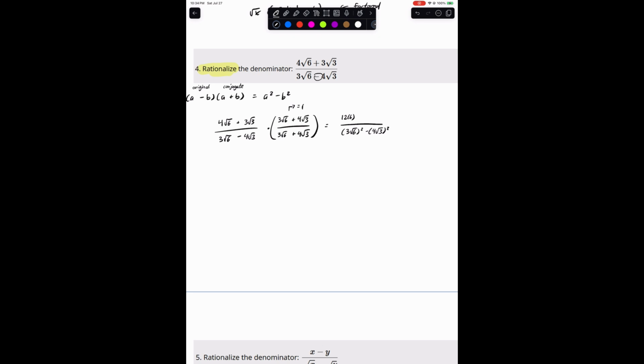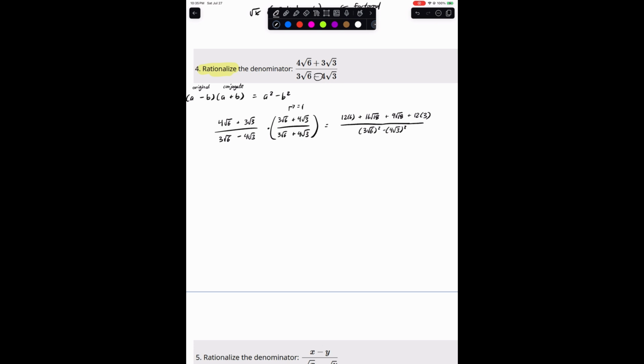Then you have 4 root 6 times 4 root 3. That is 16 root 18. 3 root 3 times 3 root 6 is 9 root 18. And 3 root 3 and 4 root 3 gives us 12 times root 3. And again, root 3 times root 3, it's root 3 squared. It takes away the square root. And it gives you, oh, I didn't write 3. It gives you just the 3, okay?